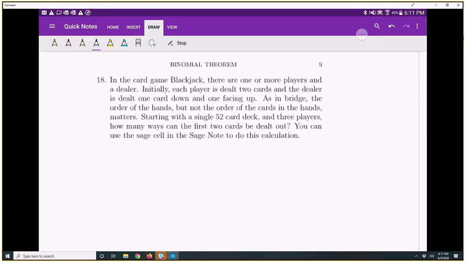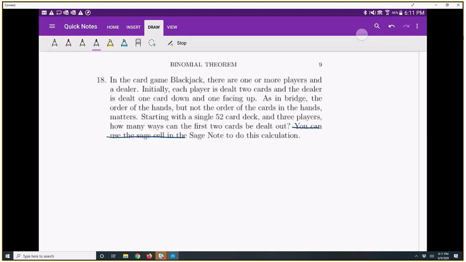In the card game Blackjack, there are one or more players and a dealer. Initially, each player is dealt 2 cards and the dealer is dealt 1 card down and 1 facing up. The order of the hands, but not the order of the cards in the hands, matters. Starting with a single 52 card deck and 3 players, how many ways can the first 2 cards be dealt?